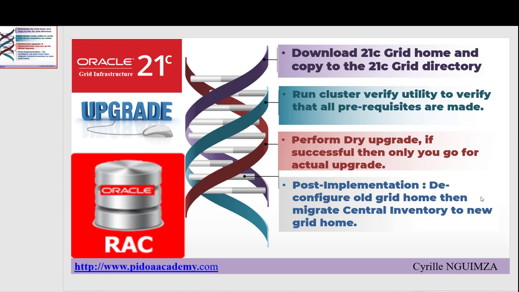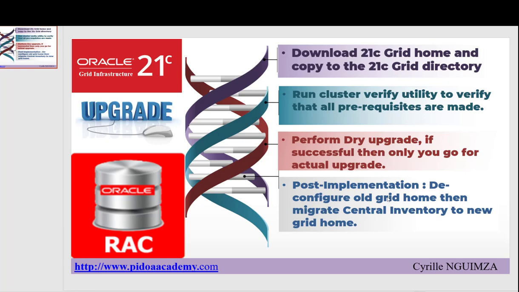So the agenda of today consists of 4 steps. The first step will be the download of the grid infrastructure home and then copy to the 21 grid directory. The second will be to run the cluster verify utility to verify that all the prerequisites are met. Then the third step will be to perform the dry upgrade. The dry upgrade simulates an actual upgrade by not changing anything on the existing grid binaries. If all goes well, we can proceed with the actual upgrade.